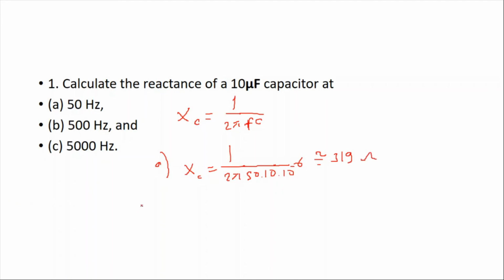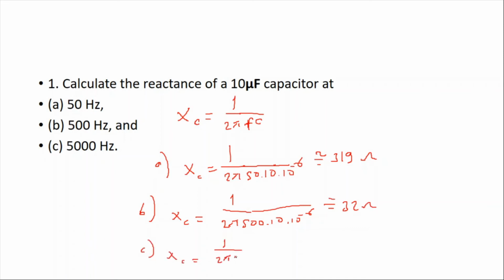319 ohms. B, Xc will be equal to, I'm going to change the frequency here to 500, times 10 to the negative 6. And if we calculate, it will be equal to 32 ohms approximately. So finally, Xc will be equal to 1 over 2 pi 5000 times 10 to the negative 6. So it will be equal to approximately 3.2 ohms. As you see, as the frequency increases, angular frequency increases, from 500 to 5000, you see the capacitive reactance is decreasing.